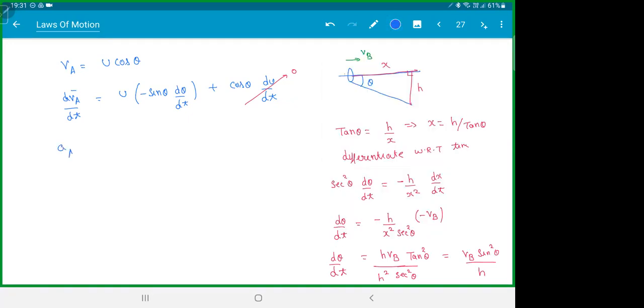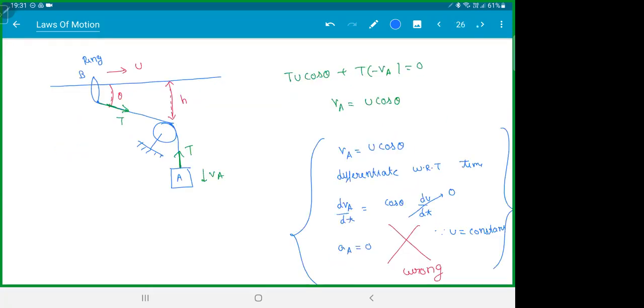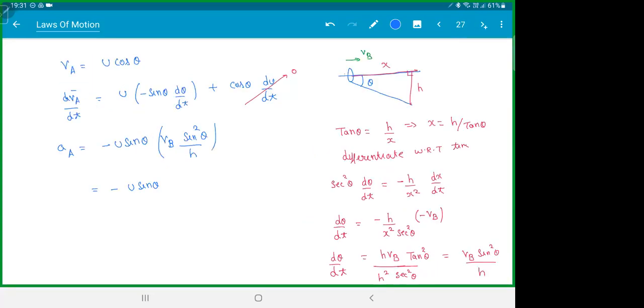And this would be acceleration of A is equal to minus u sine theta d theta by dt, that is velocity of B sine square theta by h. So this would be minus u sine theta, and what is VB? VB is u only. So that will be minus u square sine cube theta by h. That is the acceleration of A. Check.